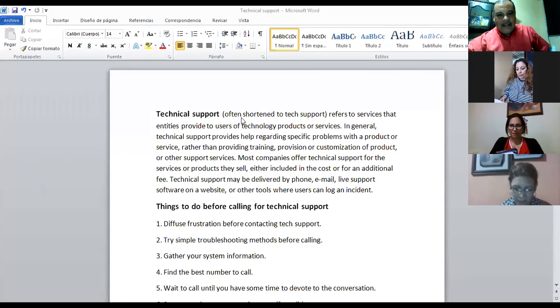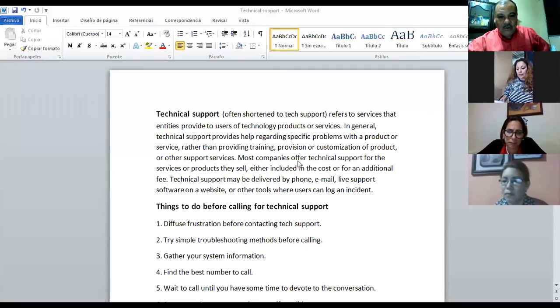So, technical support, often shortened to tech support, refers to services that entities provide to users of technology products or services. In general, technical support provides help regarding specific problems with a product or service, rather than providing training, provision, or customization of a product or other support services.